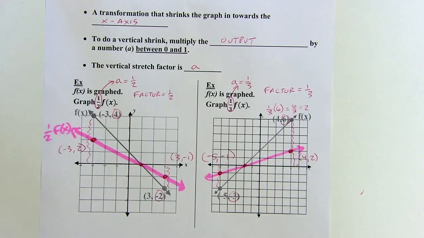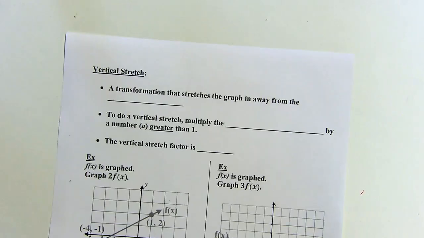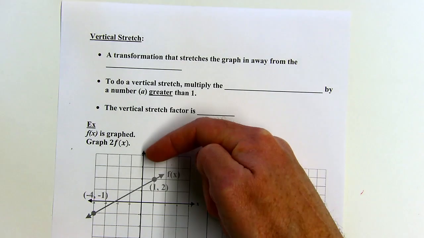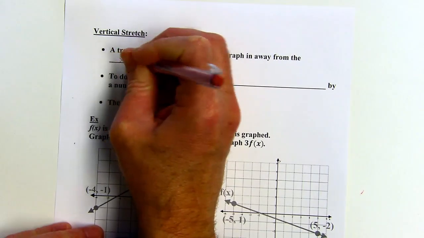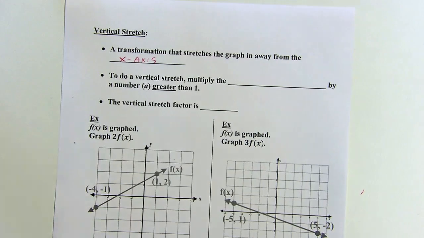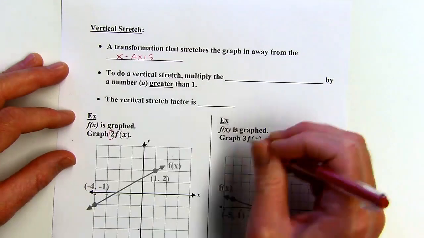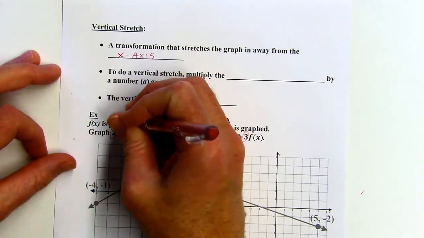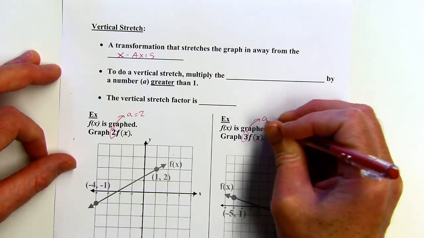So let's look at some vertical stretches on the next page. A lot of this works in the same way. Vertical stretches means these points are going to be moving away from the x-axis. So that's my first blank here, away from the x-axis. One of the big differences is that this number is going to be more than 1. So my a value here is 2. My a value here is 3.